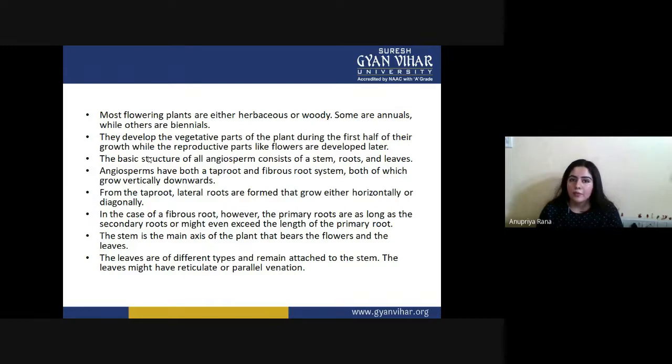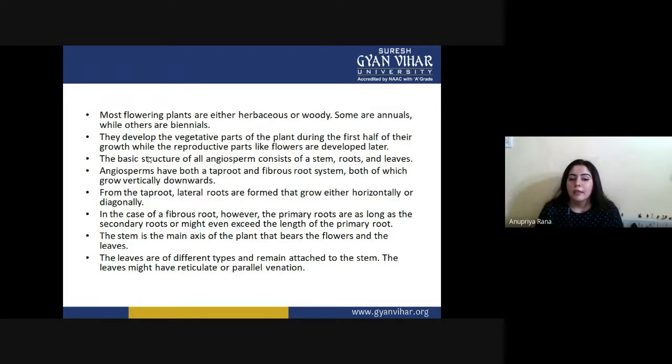So that was all about the roots, the fibrous and taproot systems. The second main focus is the stem portion. The stem is the axis of the plant which bears the flower and also the leaves. Both will be present here. The leaves are of different types and remain attached to the stem portion.